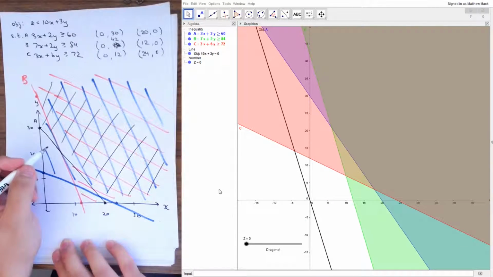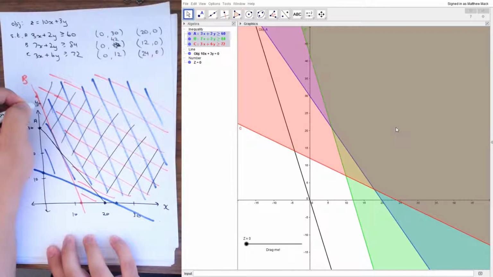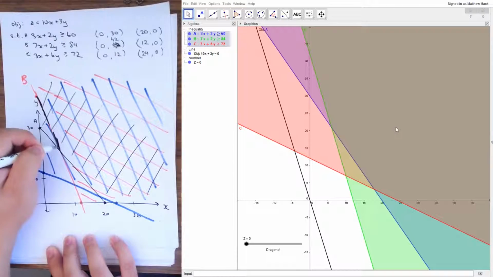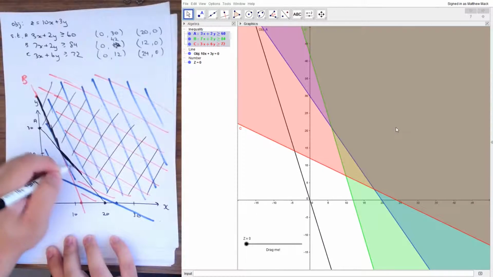And you can probably see in the GeoGebra diagram already, I'll indicate with the pointer, you can see this brownish area. That is the overlap of all possible feasible regions. And then here on this graph, I'll make a really thick line that indicates the border, the barrier.